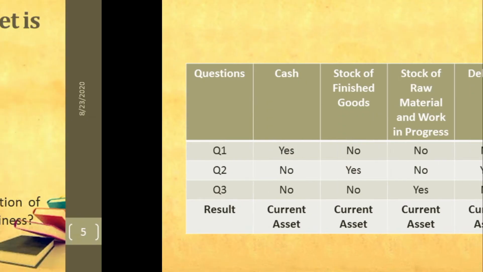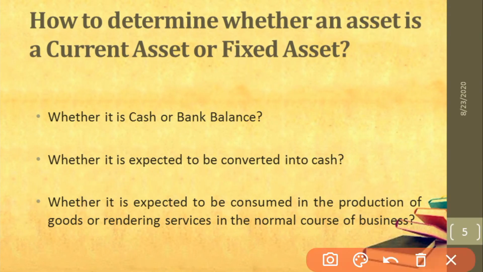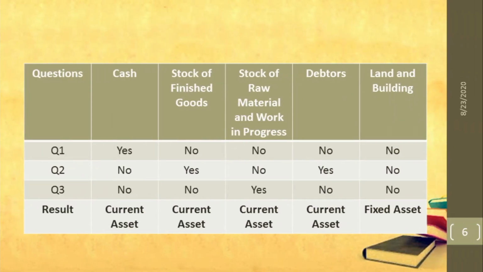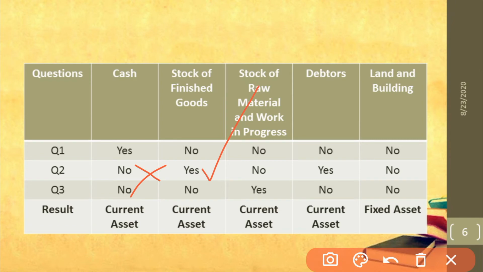Now let's see the second question. The second question was whether it is expected to be converted into cash. Let's see what the answer is. Cash, it's already cash. How can we convert it into cash? So it is no. Stock of finished goods, yes, because it can be readily sold. That is why it is yes.